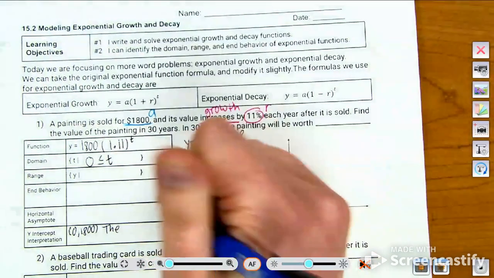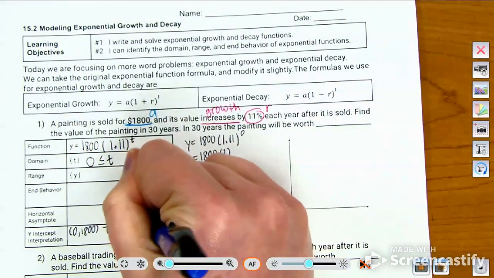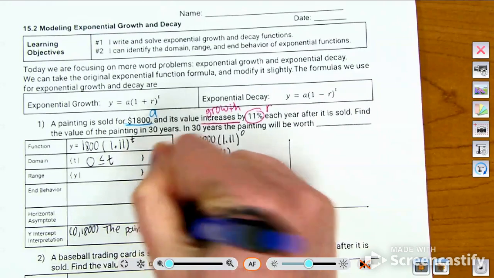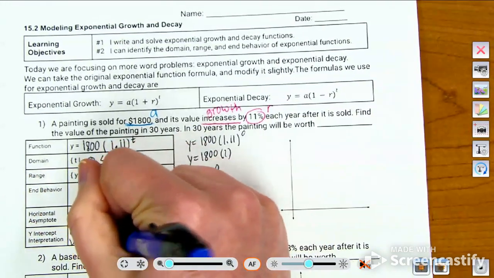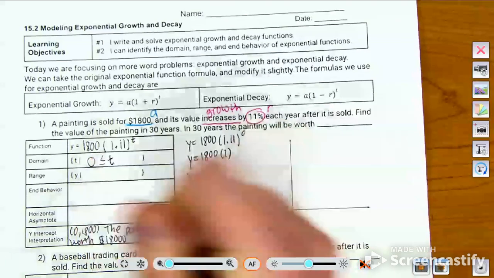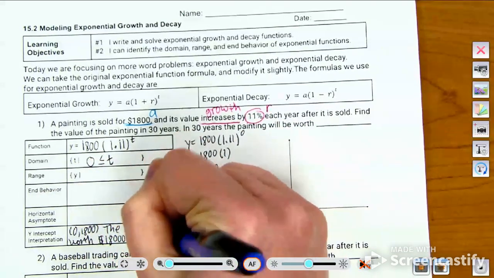So we can say the painting was worth $1,800 initially, or when it was sold.